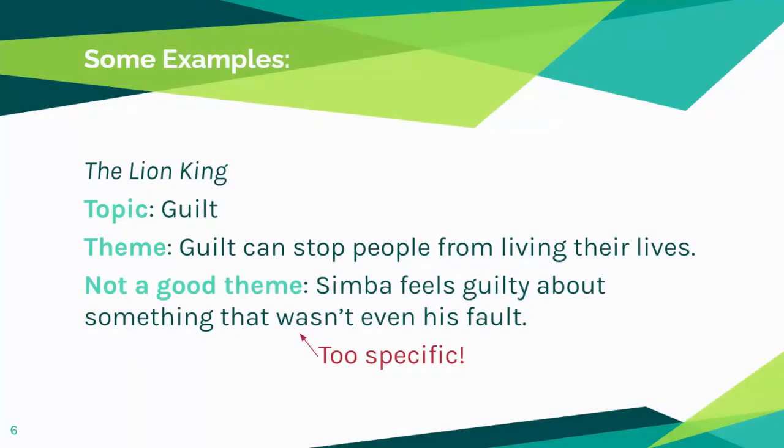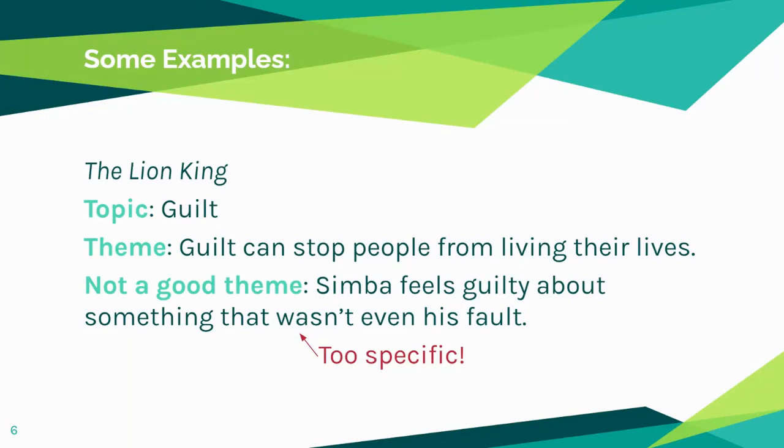Another example is from The Lion King. A topic covered there is guilt. So a theme could be guilt can stop people from living their lives. An example of a not so good theme would be Simba feels guilty about something that wasn't even his fault. Again, that's very true in the story. He's not really at fault, but he feels guilty and he sort of runs away from his life.